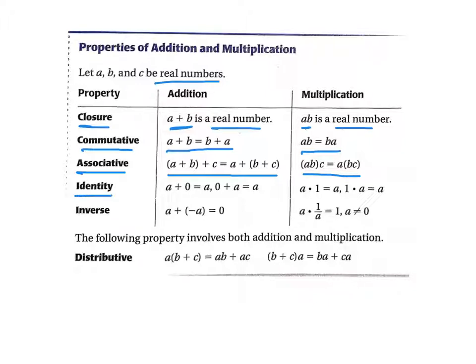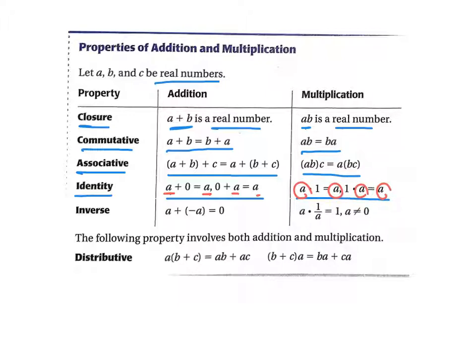The identity property, additive identity, is when you add 0, and the way I remember it is we started with an A right here. We had a 0, end with an A. Start with an A, end with an A. So the multiplicative identity would not be multiplying by 0, it would be multiplying by 1, because if you multiply by 1, the A remains A.